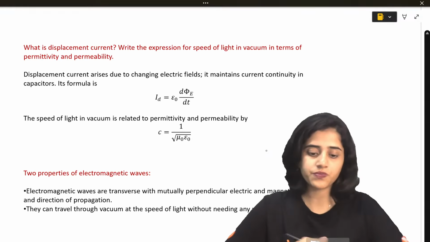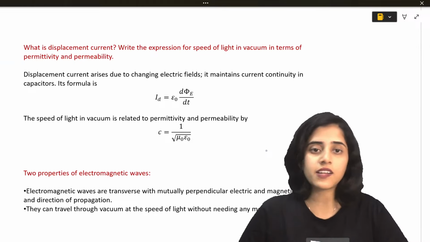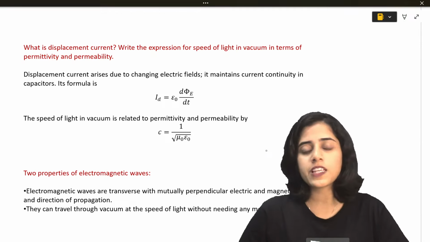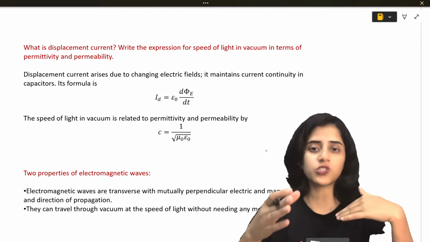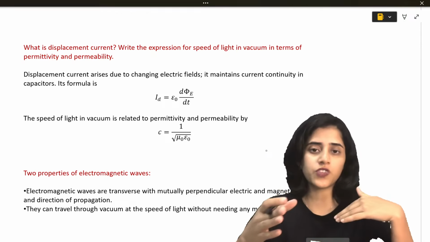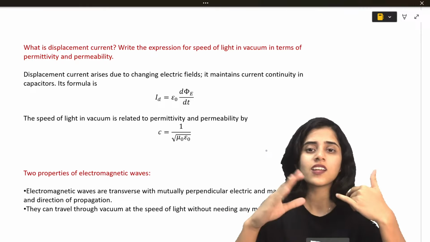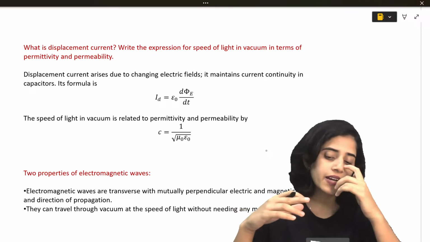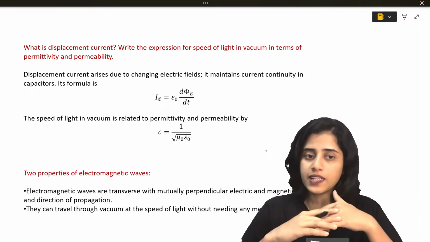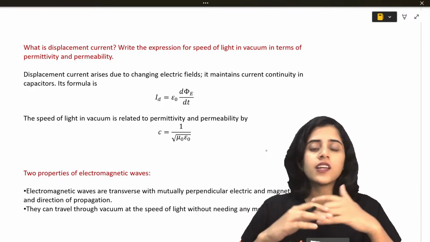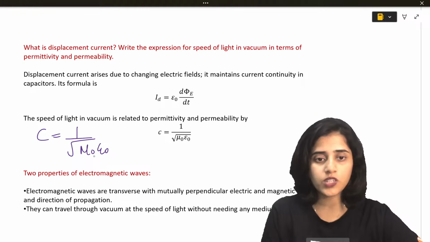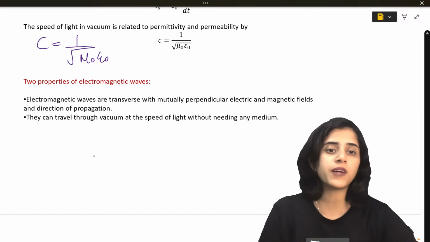Okay, next question. What is displacement current? Write the expression for speed of light in vacuum in terms of permittivity and permeability. So displacement current is mainly due to changing electric field, and it is not due to the flow of actual current. It maintains a current flow in capacitors. And what is the formula? ID equals epsilon naught d phi E by dt. The speed of light in vacuum is related to permittivity and permeability by C equals 1 by square root of mu naught epsilon naught. Okay, so the next question, 2 properties of electromagnetic waves.